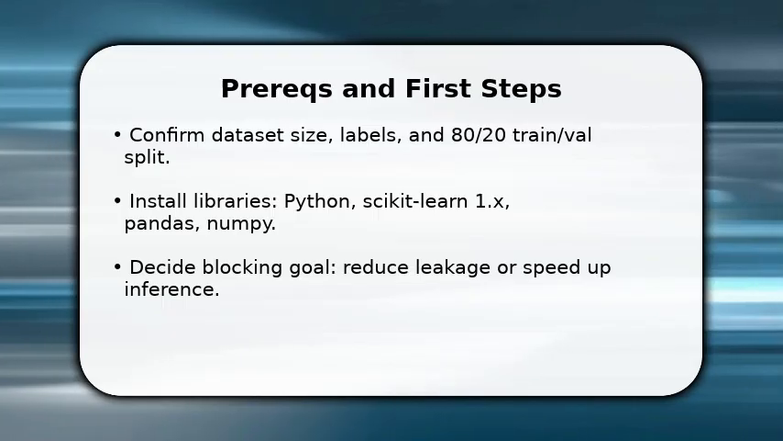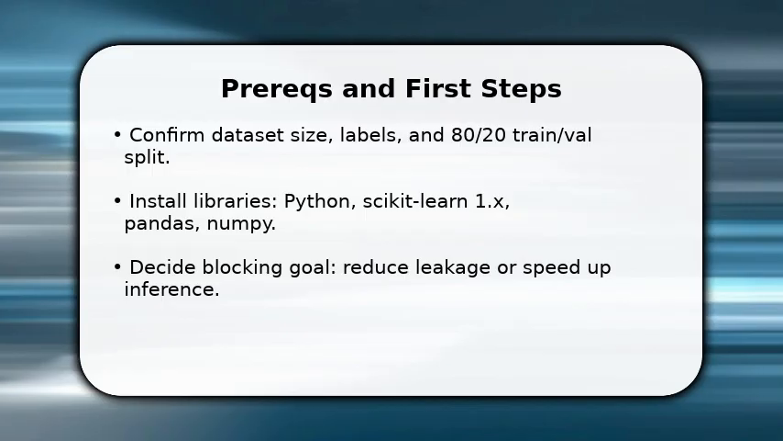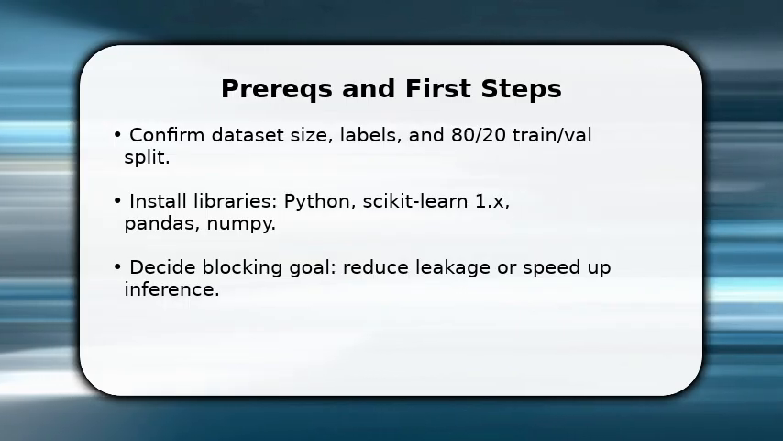You start by validating prerequisites, data shape, label distribution, and an 80/20 train/validation split. Next, install Python and core libs like scikit-learn, pandas, numpy so you can prototype quickly. Once done, define your blocking objective.